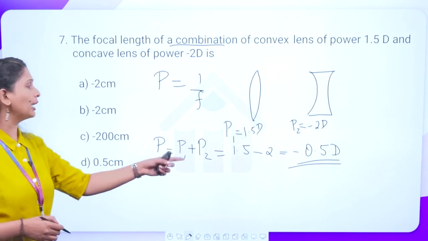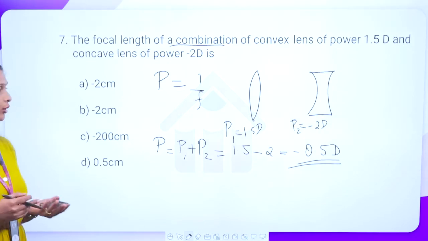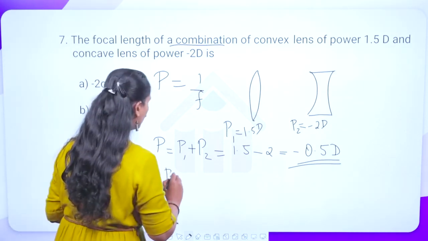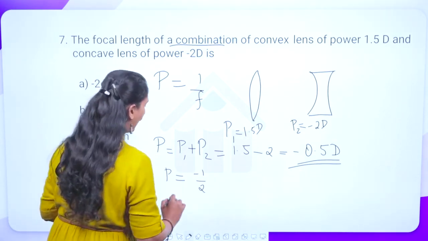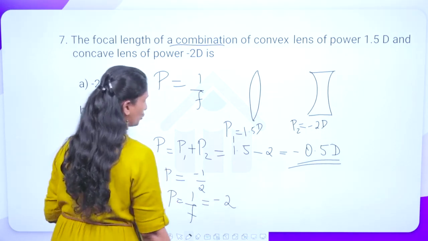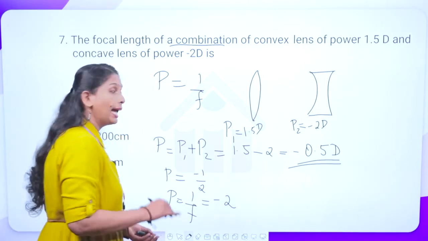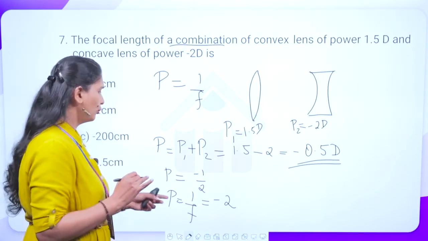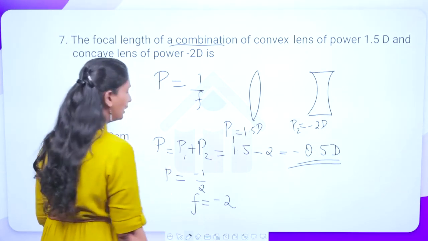Okay, so that is the value of power, the effective power, or rather the total power of the combination of lenses. And now you want to find the focal length. If you want to find the focal length, we know that power is equal to minus 0.5, or rather minus 1 by 2, right? And P is equal to 1 by F. So, this will be equal to minus 2, right? So, minus 2 will be the answer. And focal length is given to be minus 2, right? So, you have focal length to be minus 2.